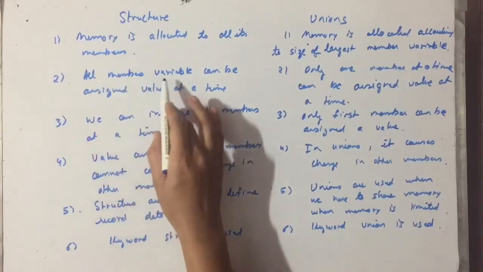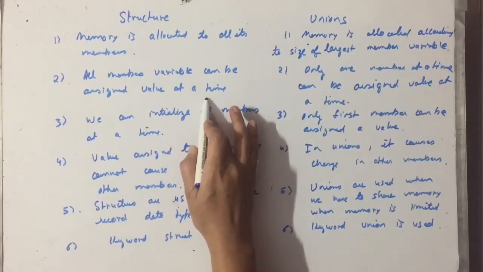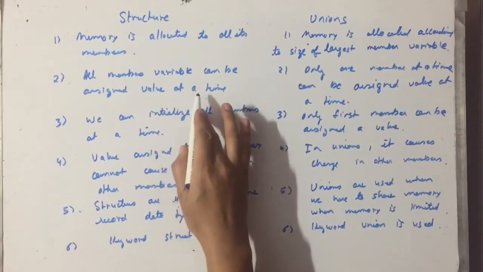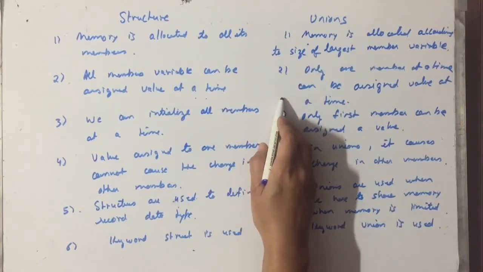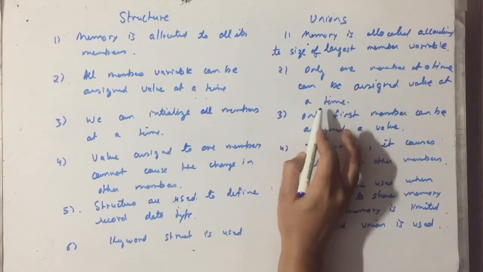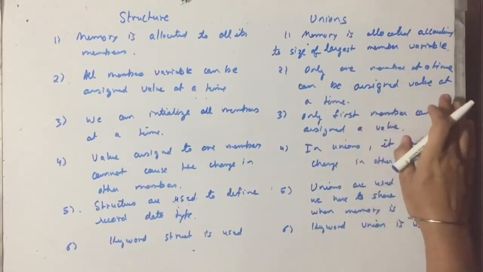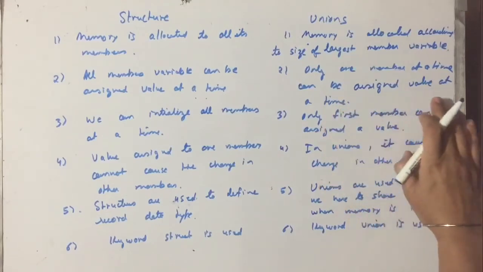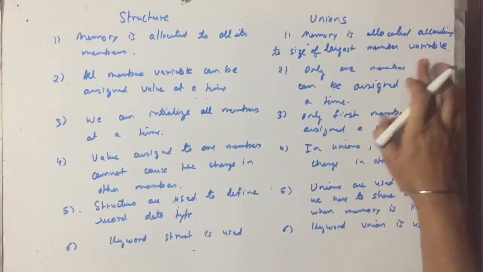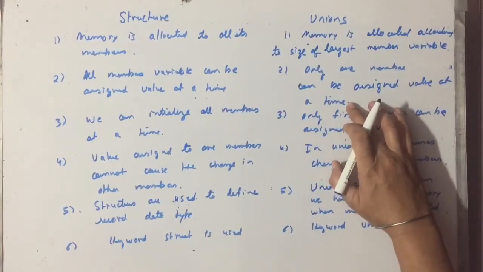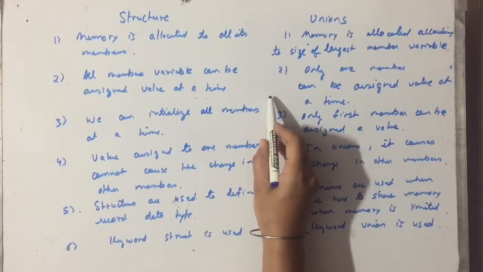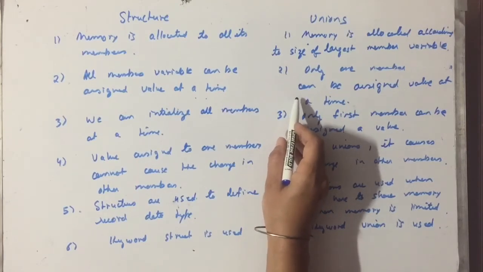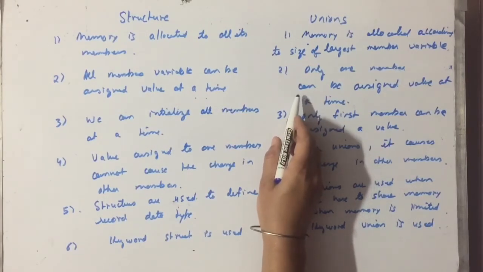The second point is all member variables can be assigned value at a time, because everyone gets separate memory, so every member variable can be assigned a value at the same time. But in case of union, only one member can be assigned value at a time. I'll rub this off. Only one member can be assigned value at a time, because memory is allocated for the maximum size, so only one member variable can be assigned a value at a time in case of unions.